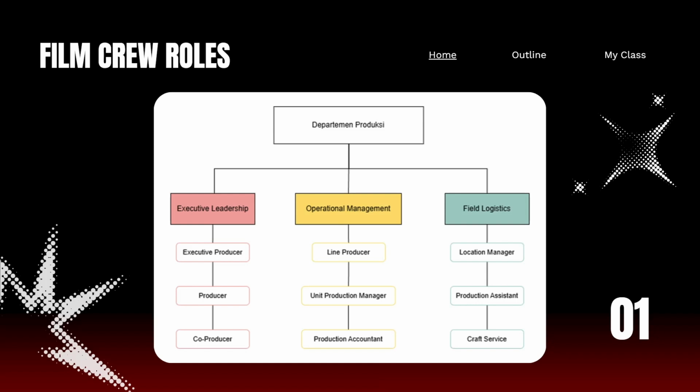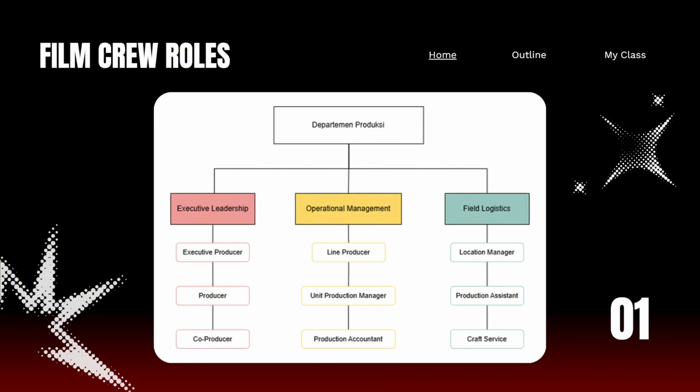Next, we have the unit production manager or UPM. They work under the line producer to ensure the logistics run well. They ensure the crew is healthy, the equipment isn't broken, the costs stay within the budget, and logistics arrive on time. Next, we have the production accountant. This is the one that manages the cash flow. They record all the income and expenses and work with the line producer in order to maintain the budget.